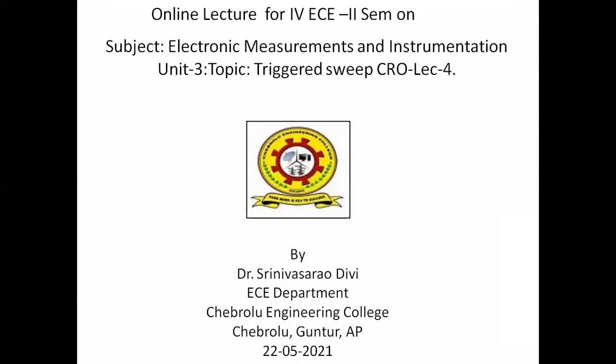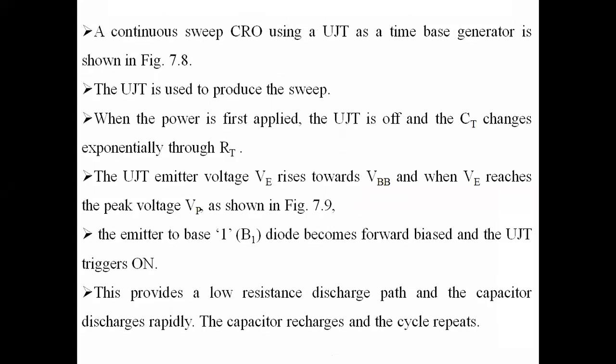After that we saw the horizontal deflection system. The main part of the horizontal deflection system is the sweep generator or time-base generator. By using the UJT, we can generate the sweep signal or sawtooth waveform. The generation of this waveform was observed in the previous class.